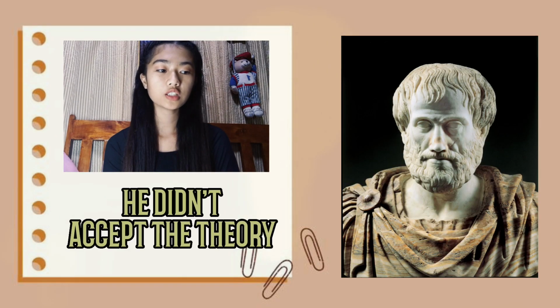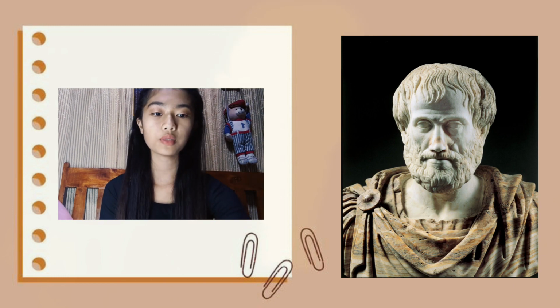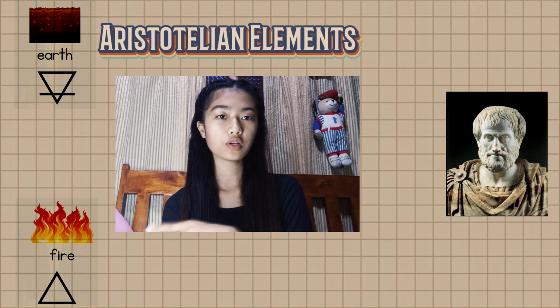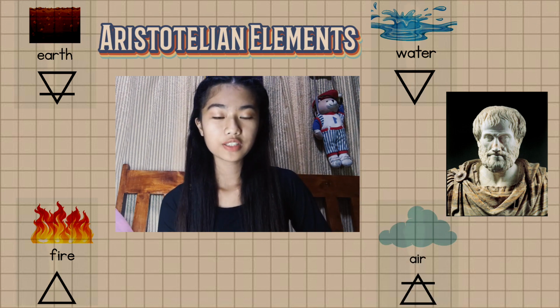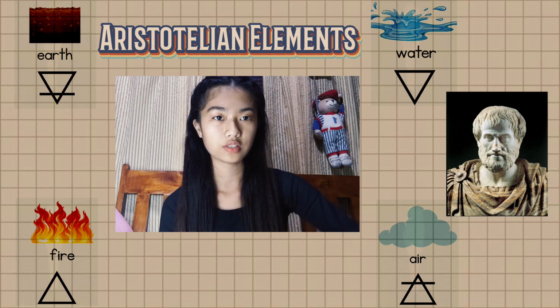However, Aristotle did not accept the theory. It was ignored for many years. Aristotle did not believe in the atomic theory, and he thought otherwise. He thought that all materials on Earth were not made up of atoms, but of the 4 elements, which are earth, fire, water, and air. He believed all substances were made up of small amounts of these 4 elements of matter.